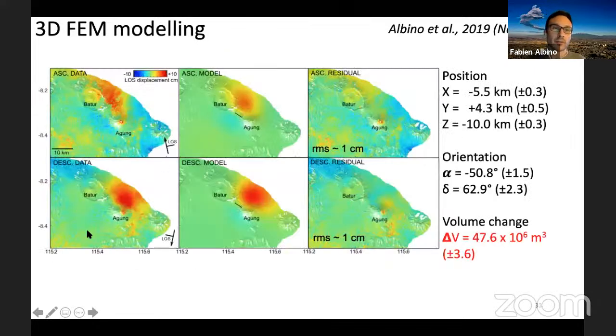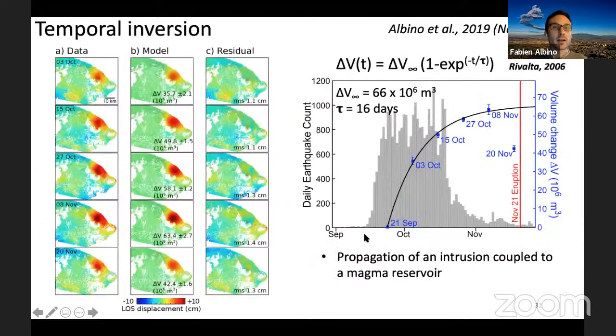So here, this is the interferogram. This is the best model, the best fit model, and the residual. So we see actually that the ground deformation can be explained by the emplacement of a dike intrusion here that sits right in the middle between Batur and Agung with some different characteristics. But the most important thing is to see the position of the dike, which is right midway between the two edifices. Then we can do something a little bit better by looking at the incremental volume change.